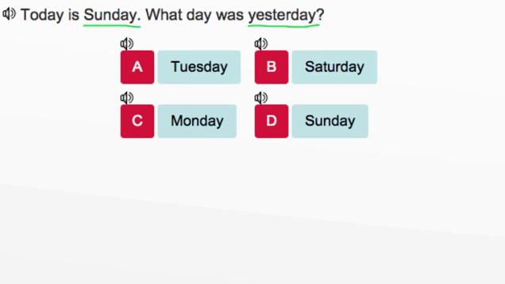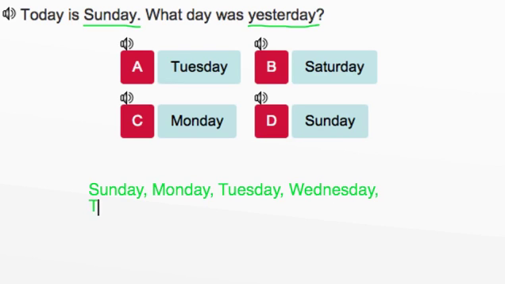So why don't we write out the days of the week so that we can figure out what day comes right before Sunday? So the first day of the week is Sunday. And after Sunday, we have Monday. And after Monday, we have Tuesday. And then we have Wednesday before we have Thursday. And then we have Friday before we end with Saturday. And once you get to Saturday, you start with Sunday again.